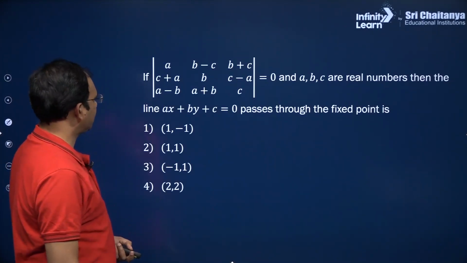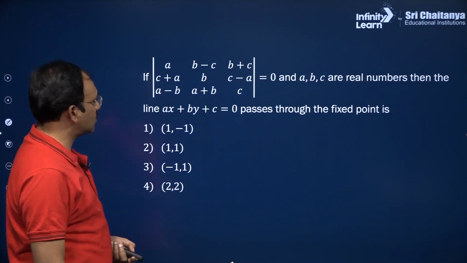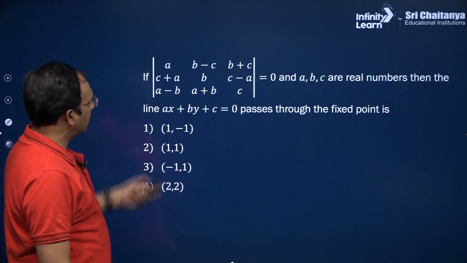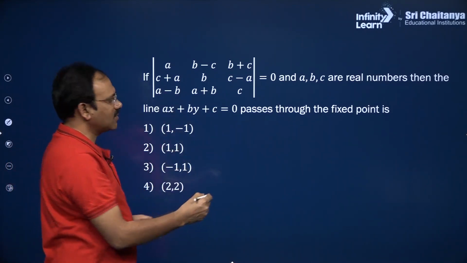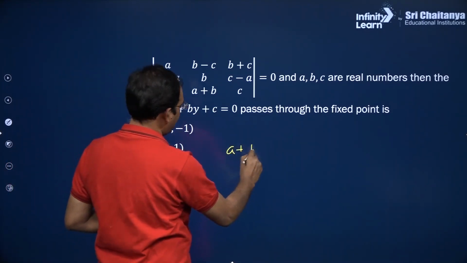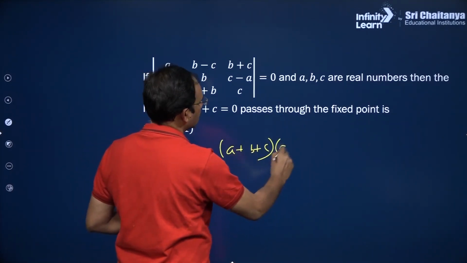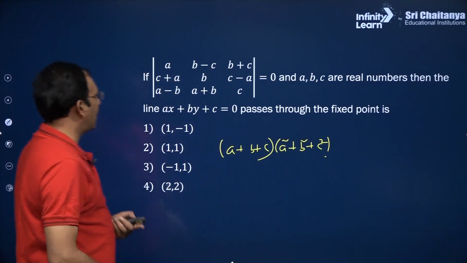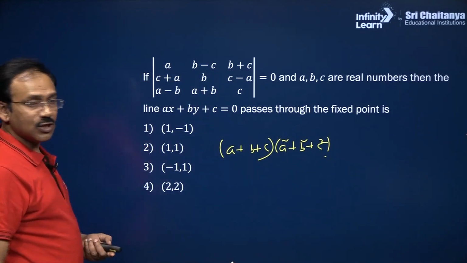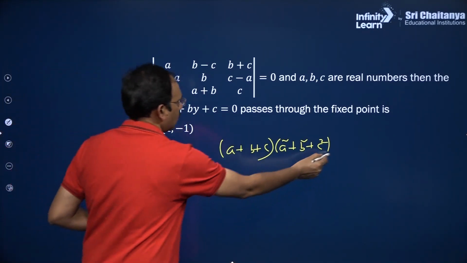Next, my dear friends, if you just expand this determinant, either by applying operations or directly, you are going to get (a + b + c)(a² + b² + c²). If a, b, c are real numbers, then this cannot be 0 always.